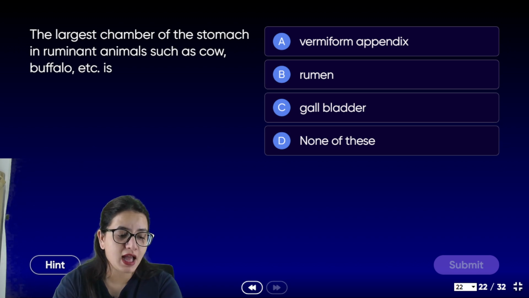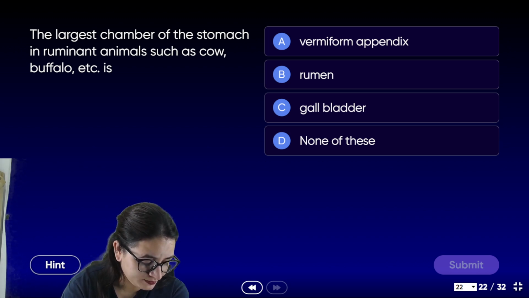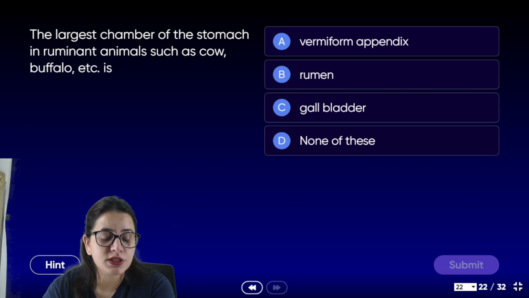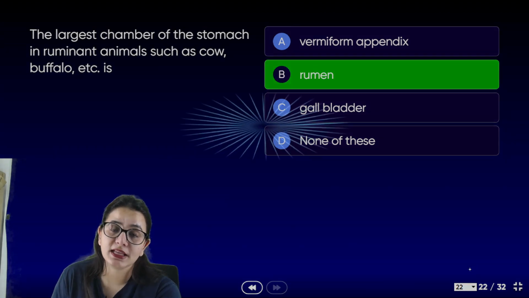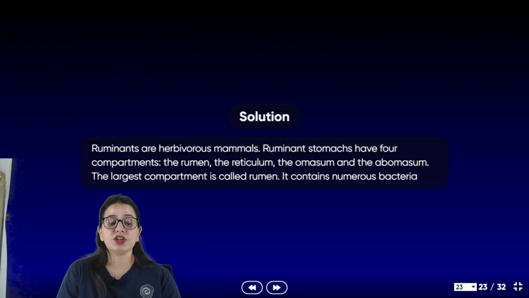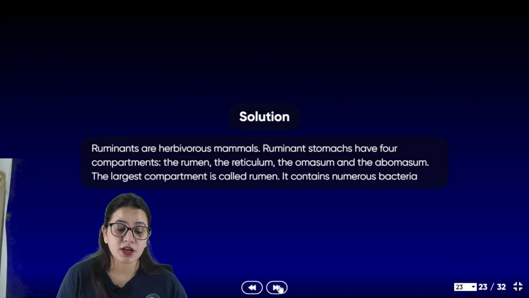Yes, which is the largest chamber in the ruminants? Which is the largest chamber in the ruminants? I guess it should be the rumen. Yes, rumen is the correct answer. The largest chamber in the grass eating animals, the ruminants, is the rumen.